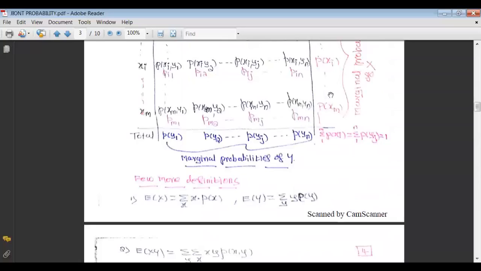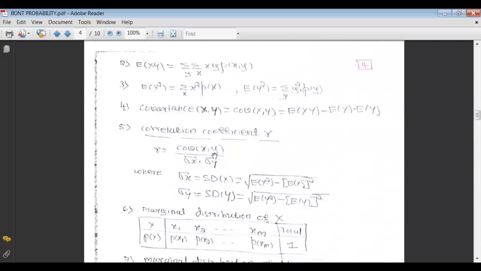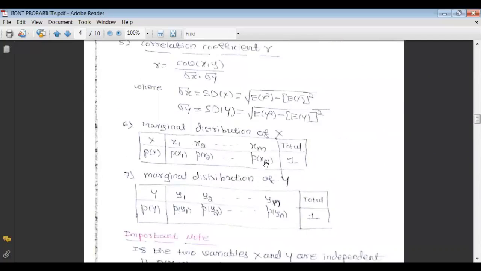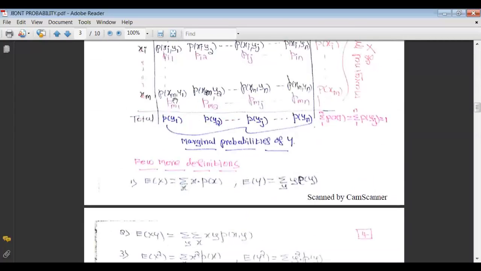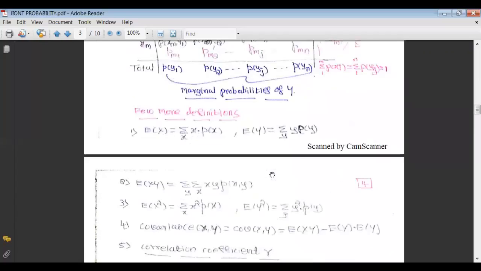In a similar fashion, P of x2 is the probability that the variable x takes the value x2, that we have written here, and so on. In general, P of xm represents the probability that the variable x takes the value xm, which is nothing but the total of the mth row, or the total of the values in front of the value xm. That's the marginal probability distribution of the variable x, and once you look at the total of that, again it results in 1.